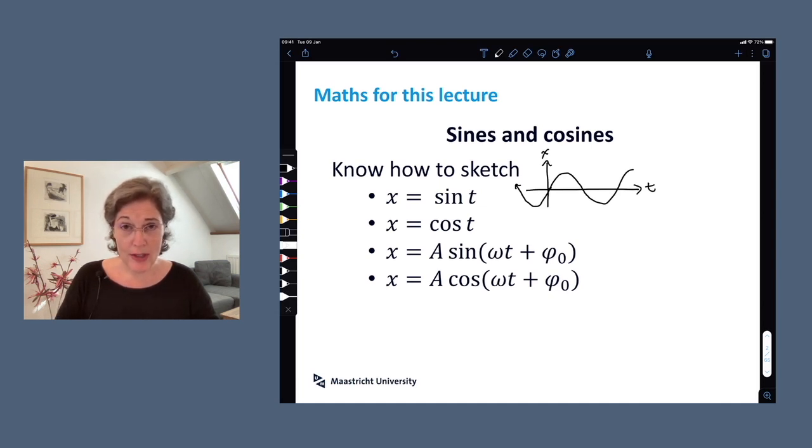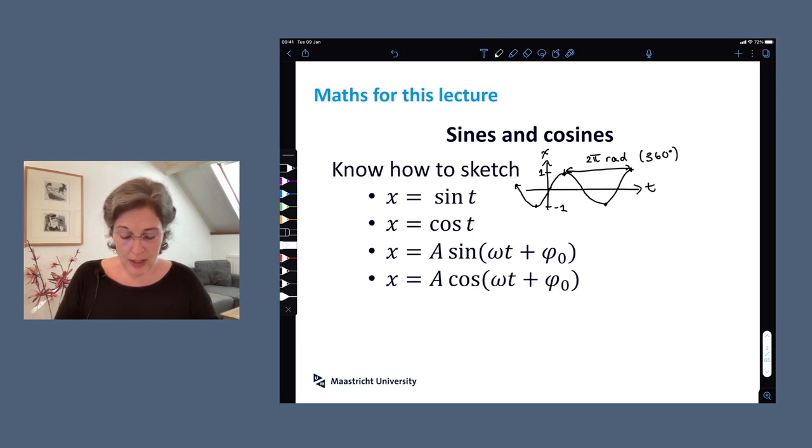A couple of important points on this particular graph. The maximum value of sine of t is 1 and the minimum value is -1. And if we measure the distance between any two peaks, so this peak and this peak, or for example that peak and that peak, it's always going to be the same value. It's going to be 2 pi if we're measuring in radians. You might be more familiar with saying it's 360 degrees, but we're usually going to be using radians in this course.